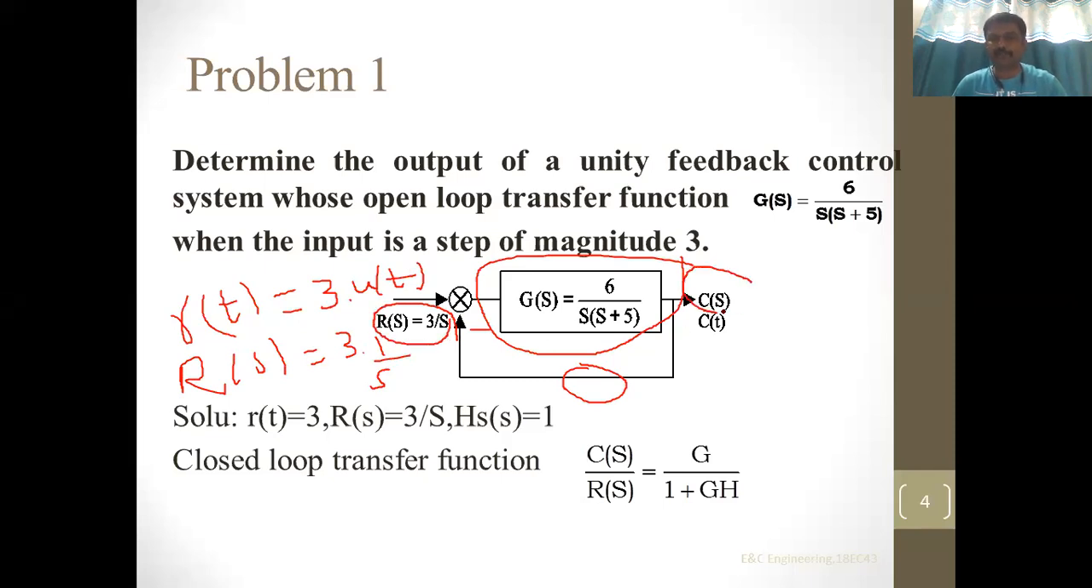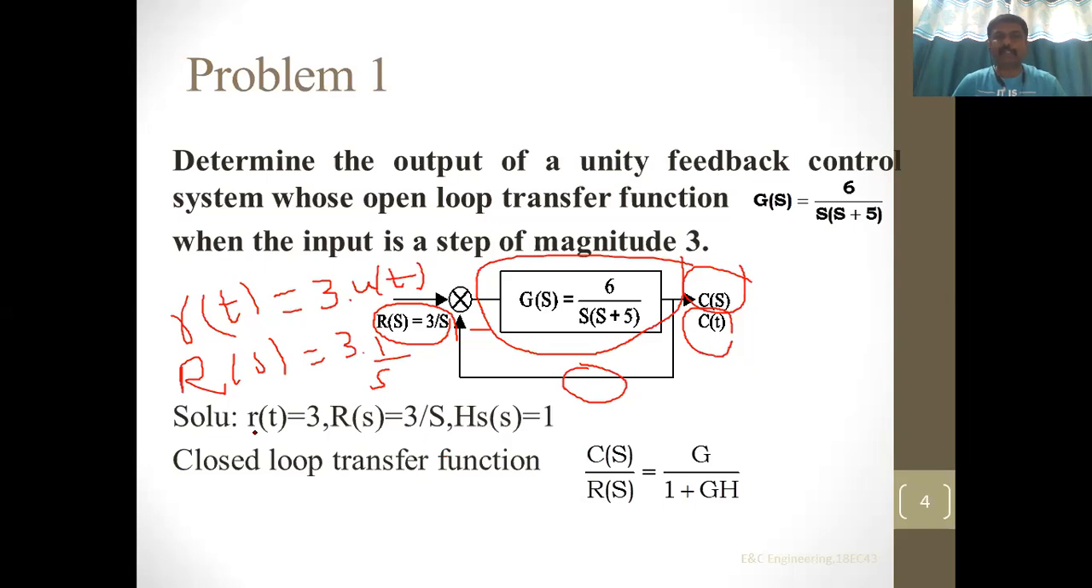Now this is the output C of S. But practically we are interested in determining the time response. That means we shall convert C of S to C of t by taking inverse Laplace. Thereby you need to be very good in basic concepts of Laplace. You need not learn many more relations of the Laplace. You need to understand the basic concepts of Laplace which we require for our application. That is more than sufficient.